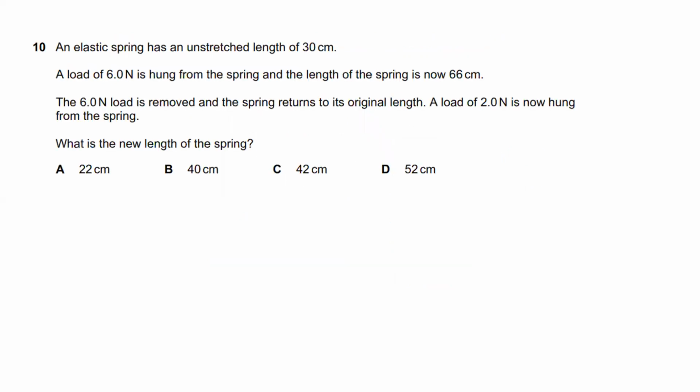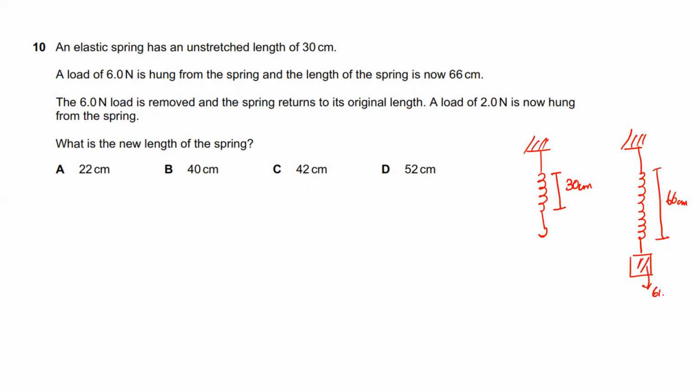So next question. Question 10, it says an elastic spring has an unstretched length of 30 centimeters. A load of 6 Newton is hung from the spring and the length of the spring is now 66 centimeters. So for example, we have a spring with a hook, and you can say it has a length of 30 centimeter. Now you just add some weight to it, and now the length is 66 centimeter and this weight is 6 newtons.